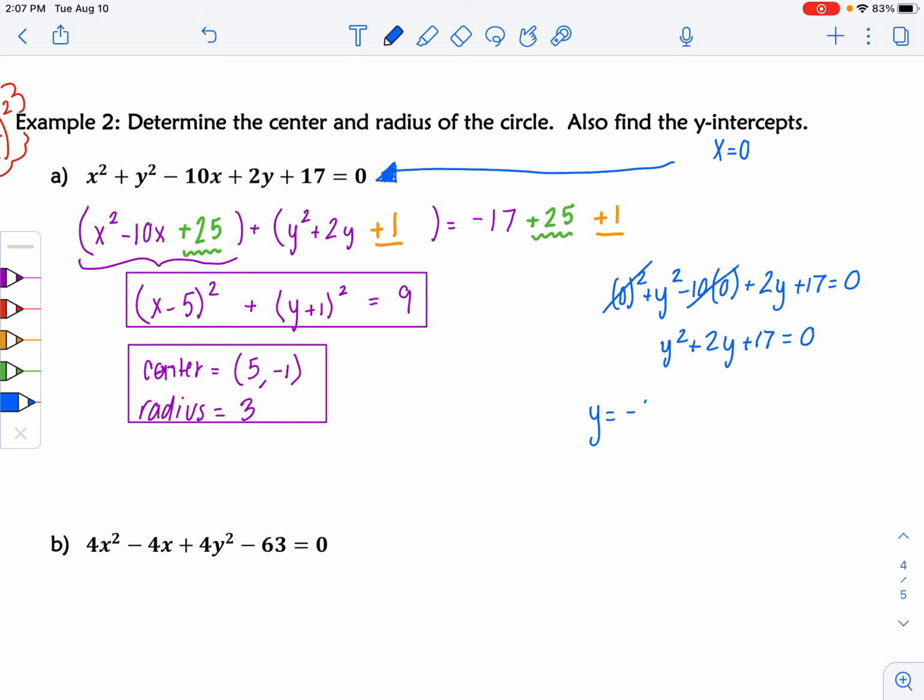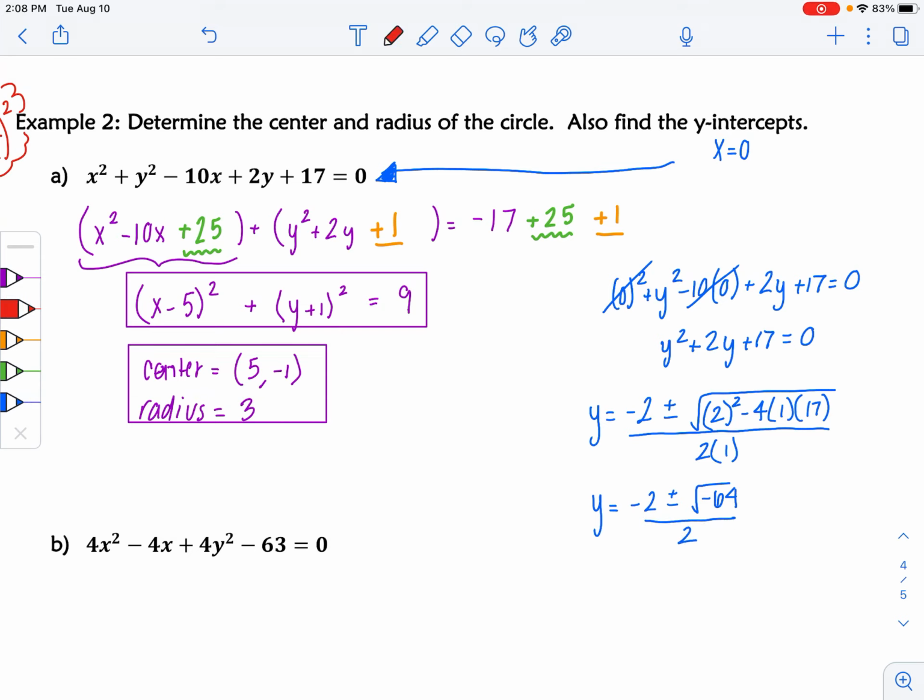No big deal. Negative b plus or minus square root b squared minus 4 times a times c all over 2a. Doing this, you'll actually see that under the square root will become a negative number. This should be a huge red flag. Negative number under the square root will give you an imaginary number.